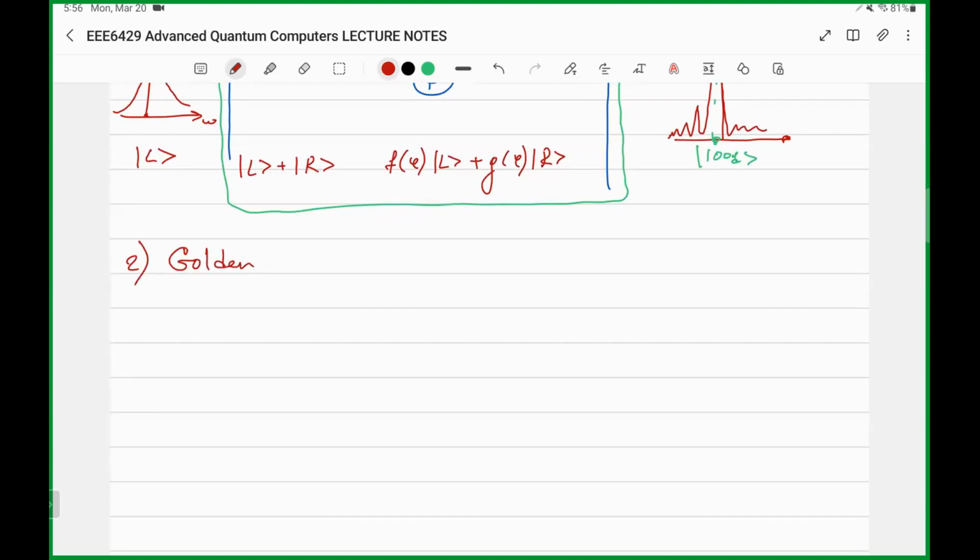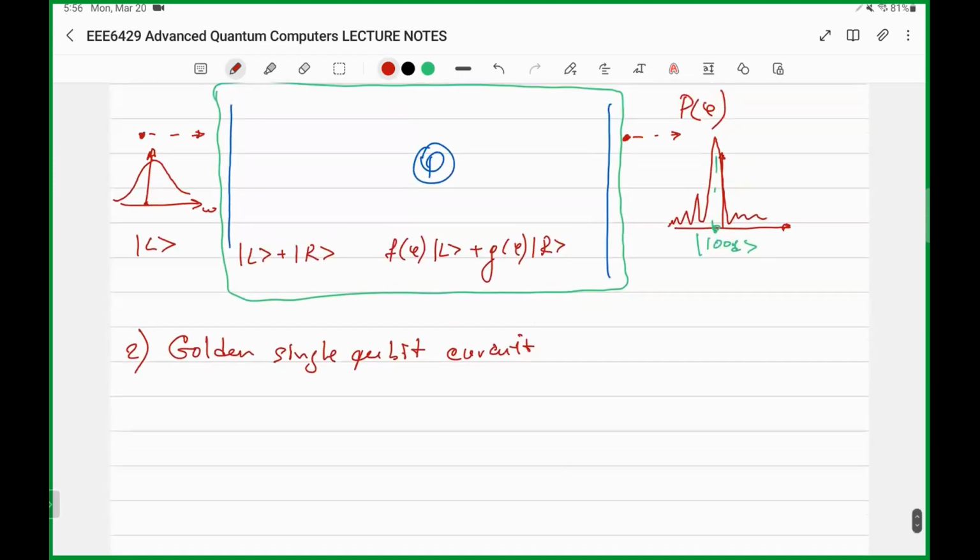Golden single qubit. Alex, I have a question here. Yes. It's related to the above, like the open superposition and the closing one.